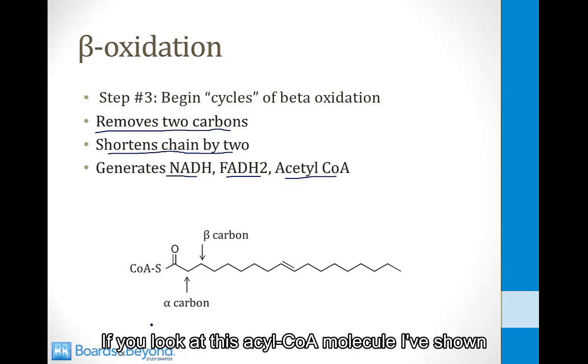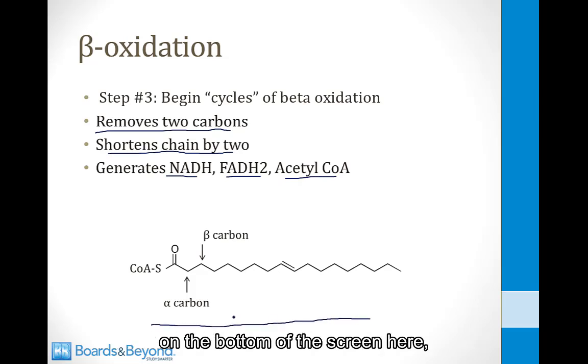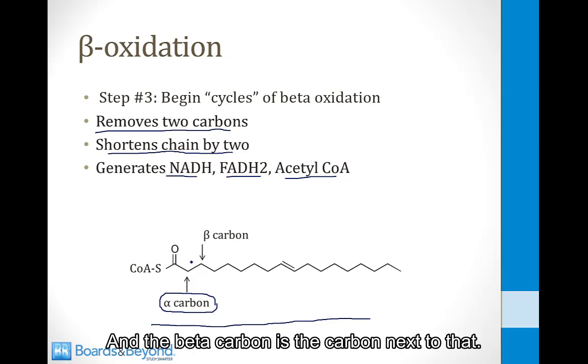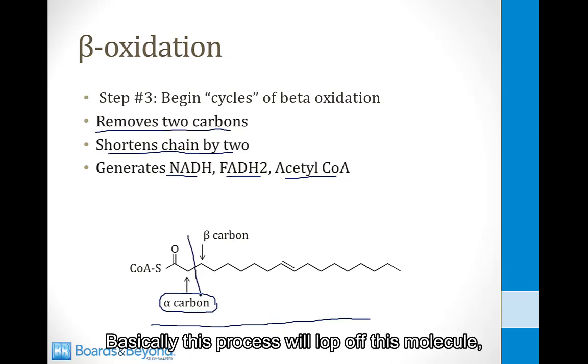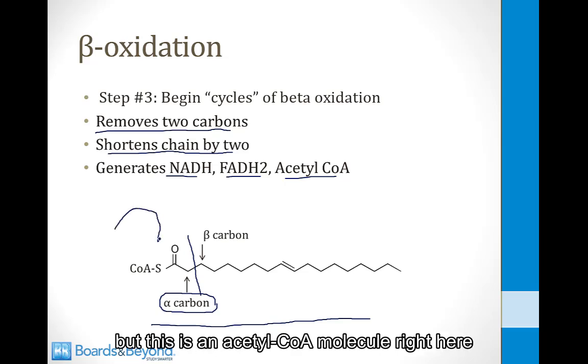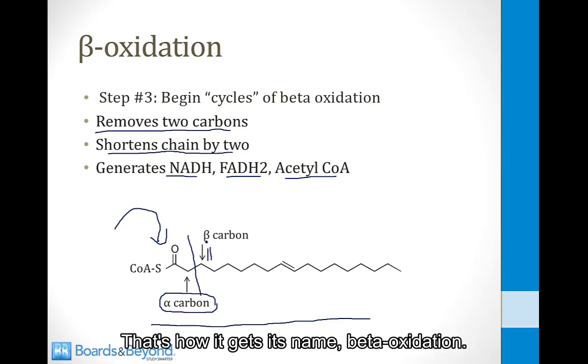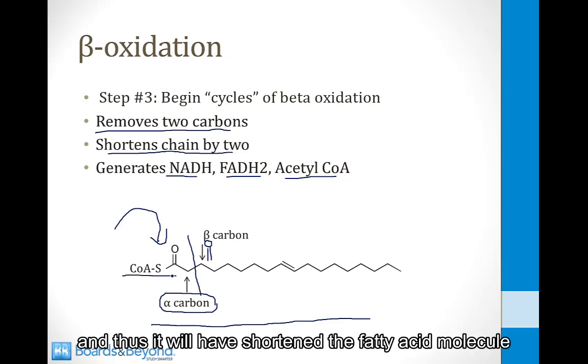If you look at this acyl-CoA molecule I've shown on the bottom of the screen here, the alpha carbon is the carbon right next to the C bonded to O group, and the beta carbon is the carbon next to that. Basically, this process will lop off this molecule, and you may not realize this, but this is an acetyl-CoA molecule right here once you lop it off. It will then oxidize the beta carbon to attach an oxygen here. That's how it gets its name, beta oxidation. And then it can reattach the CoA group, and thus it will have shortened the fatty acid molecule by 2 carbons.